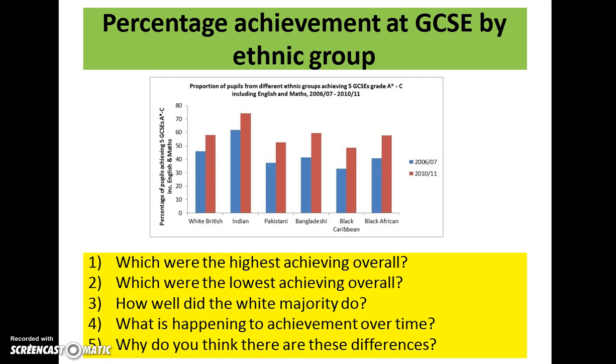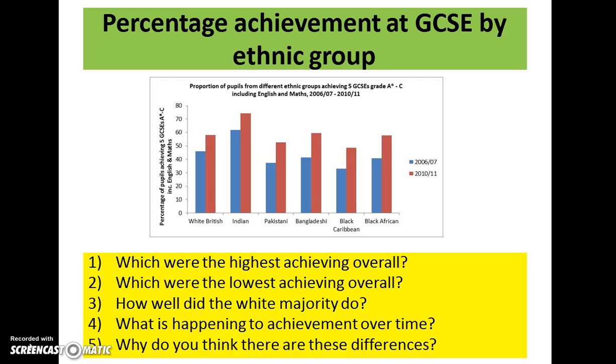Now I want you to have a look at this graph. This is the percentage achievement at GCSE by ethnic group. You can see along the bottom there are different ethnic groups, and along the side is the percentage of pupils achieving 5 GCSEs that are level A star to C, including English and Maths. I'd like you to have a look at the highest achieving overall, the lowest overall, and how well the white majority do. Think about what's happening to the achievement over time, so compare the results from 2006, 2007, which are the blue bars, to 2010 and 11, which are the red ones. Think about what's actually happening to achievement over time with all those groups in mind.